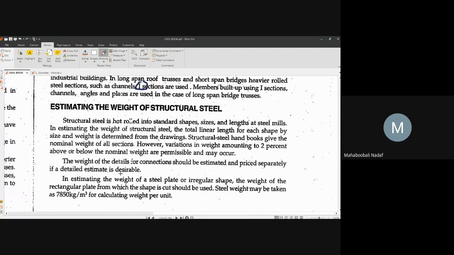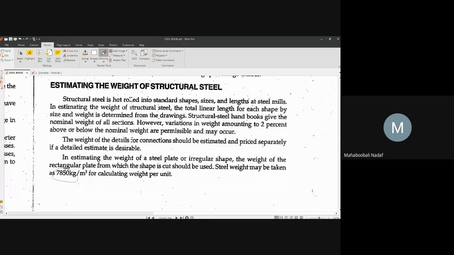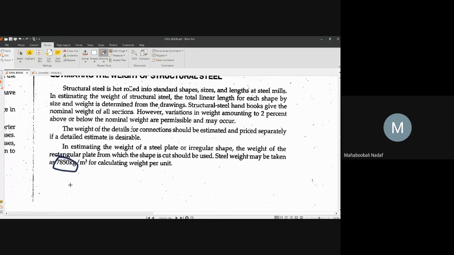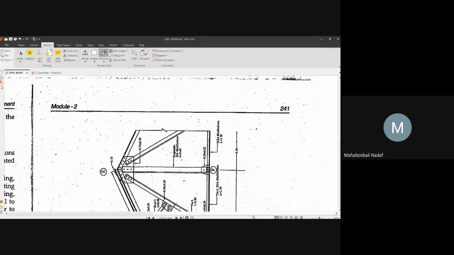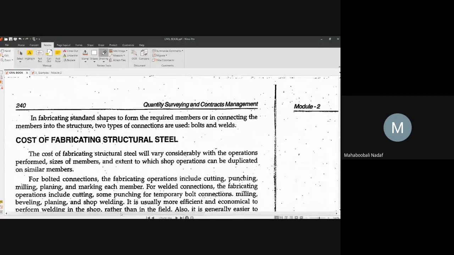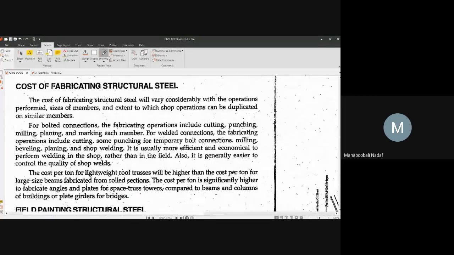For this calculation, steel weight is taken as 7850 kg per meter cube. This is about the theoretical background. Cost of fabrication is generally given in the example which we are going to solve, as well as the cost of painting. Both things will be given.